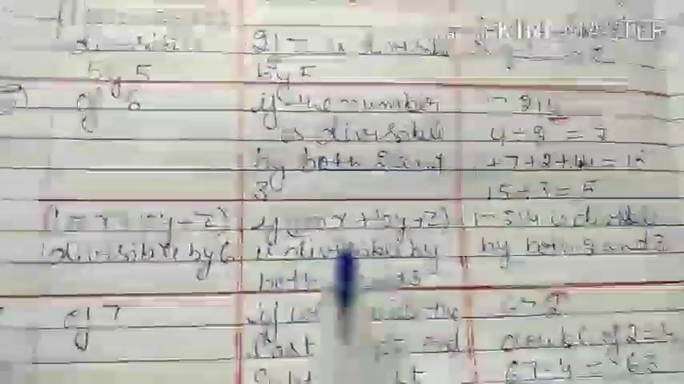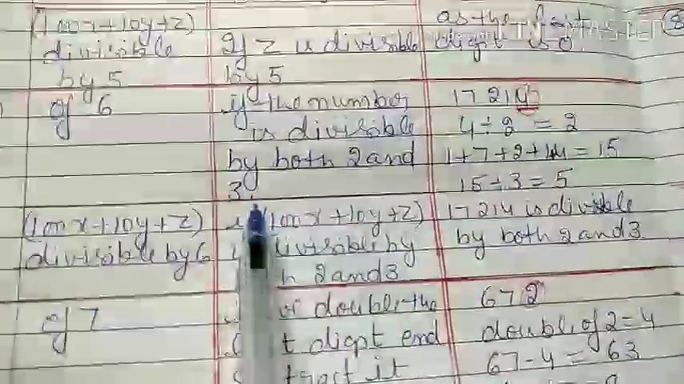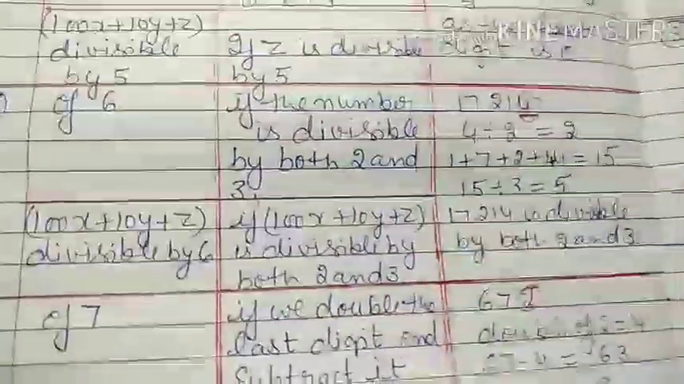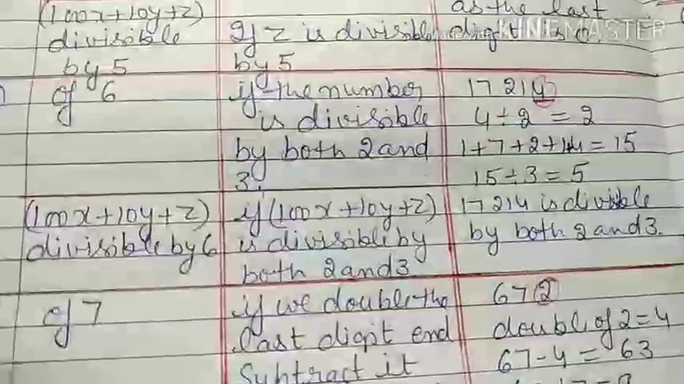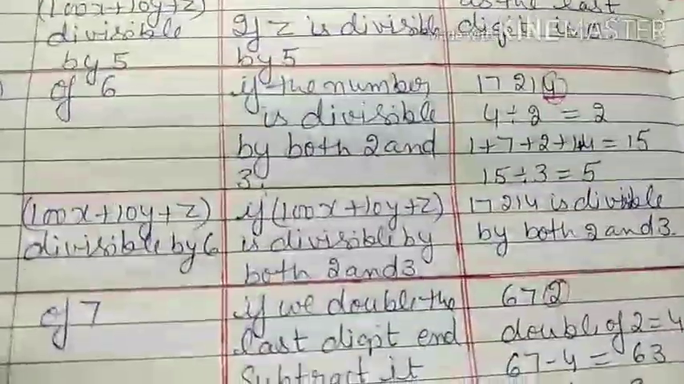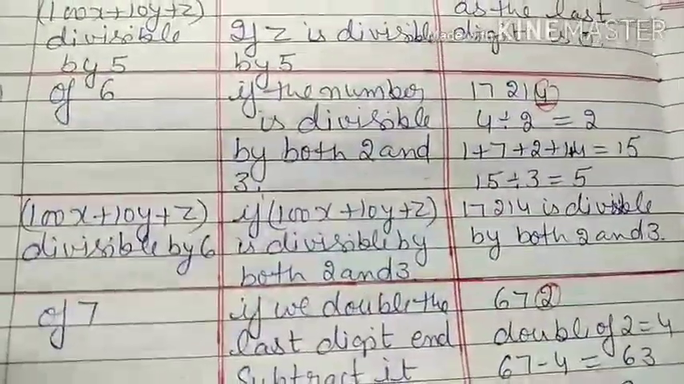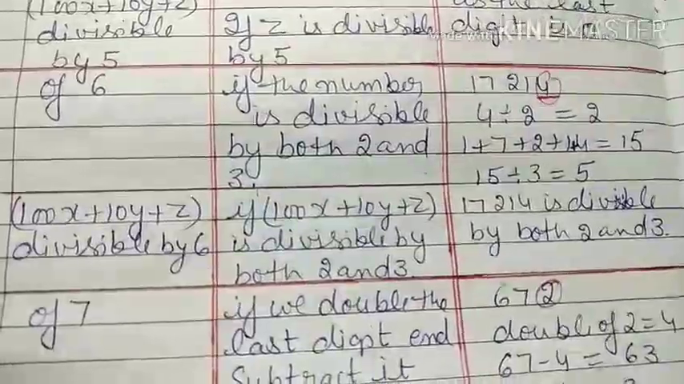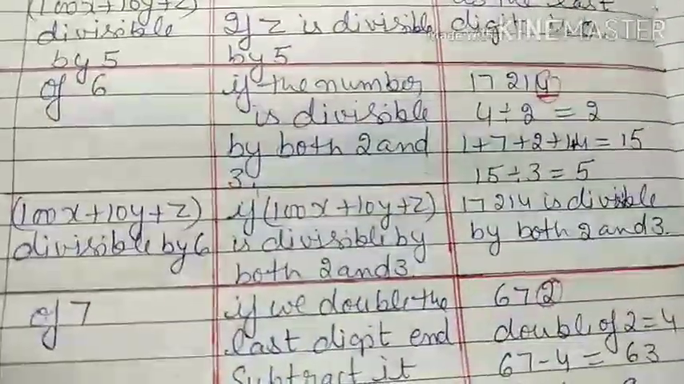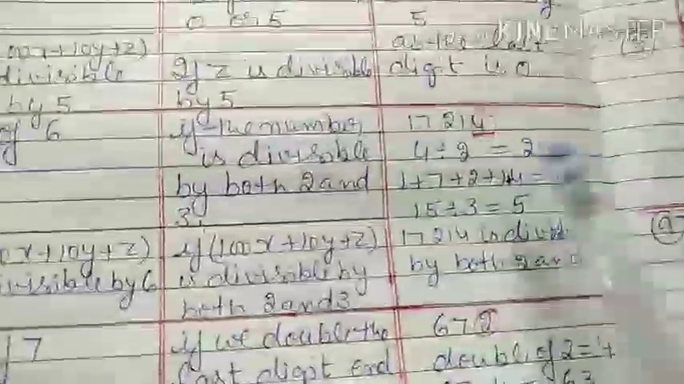Next, if you have to check the divisibility of 6: if the number is divisible by both 2 and 3, the factors of 6 being 2 and 3. So if you check the divisibility of 6, you can follow both rules of 2 and 3. Whatever the divisibility test of 2 and whatever the divisibility test of 3, if both apply on this number, we can say that the number is divisible by 6.